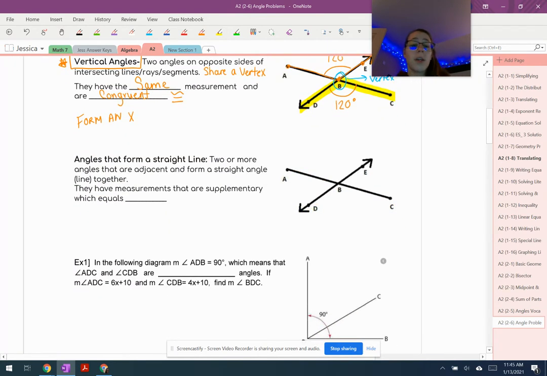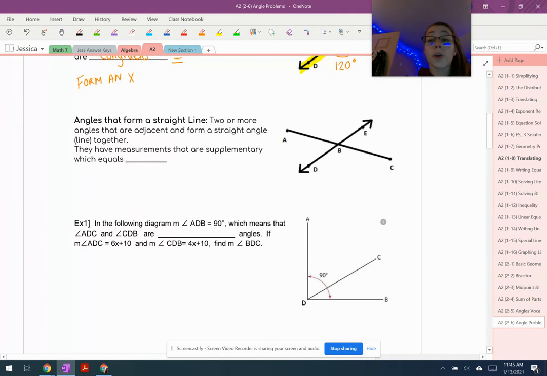And last one here are angles that form a straight line. So two or more angles that are adjacent. Remember, adjacent just means next to. Two or more angles that are adjacent and form a straight line together. They have measurements that are supplementary, which we know equals 180 degrees. So angles that form a straight line.